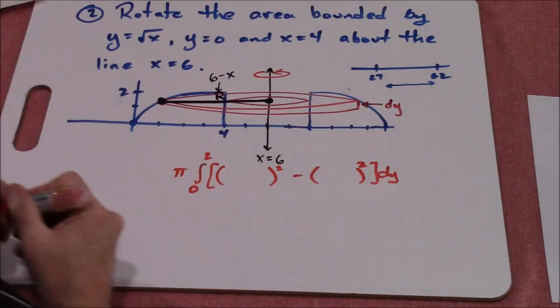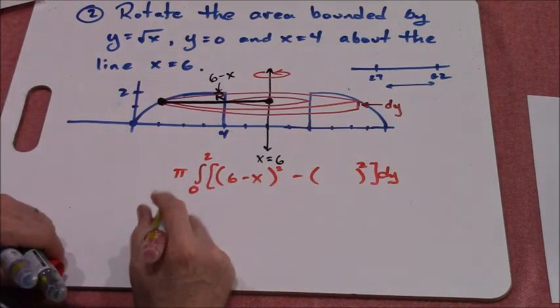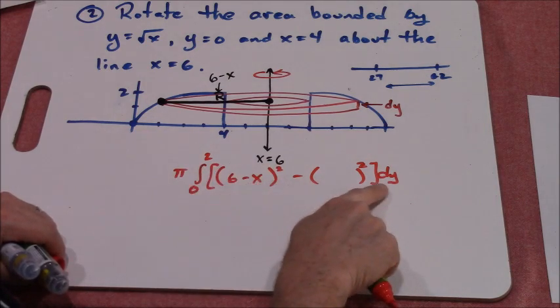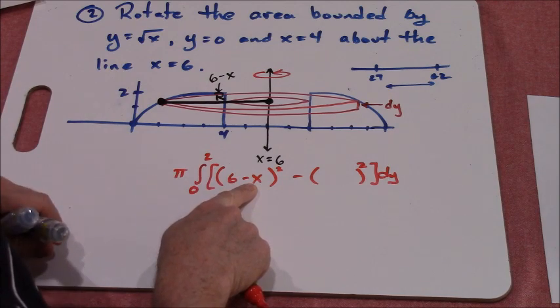That's the radius. 6 minus x. Now there's a bit of a problem here because I want everything in terms of y. I don't want x variables here, but I'll figure that out in a minute.